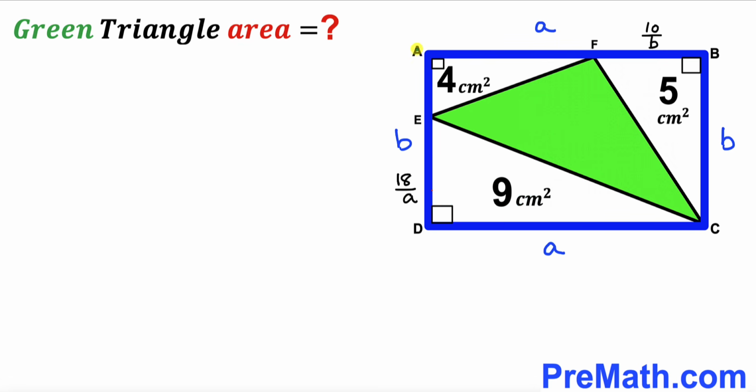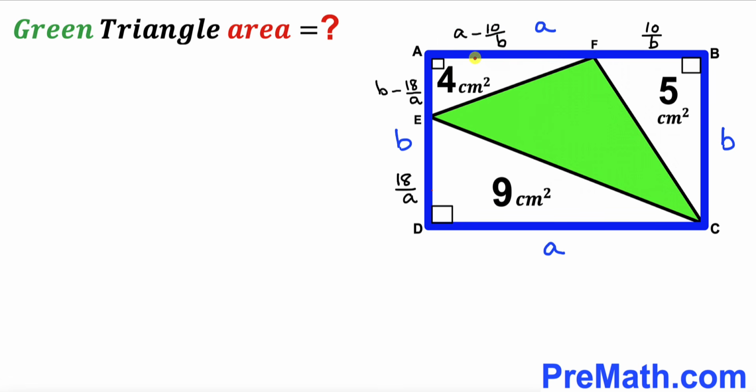Now let's make an observation. We can see that this whole side length is lowercase b, and we know this segment DE length is 18 divided by a. So this segment AE length is going to be b minus 18 divided by a. Likewise, we know this whole side length is lowercase a, and this segment BF length is 10 divided by b. So this segment AF length has got to be lowercase a minus 10 divided by b.